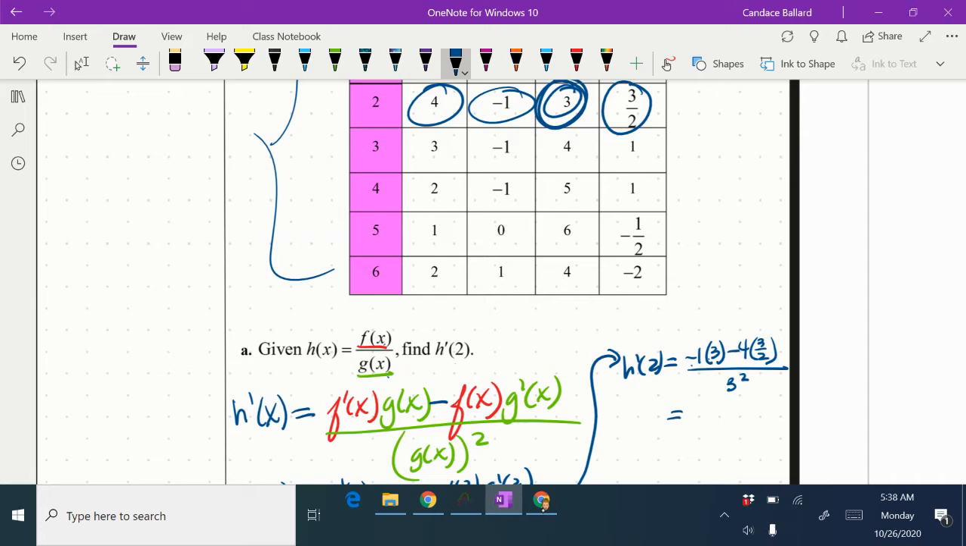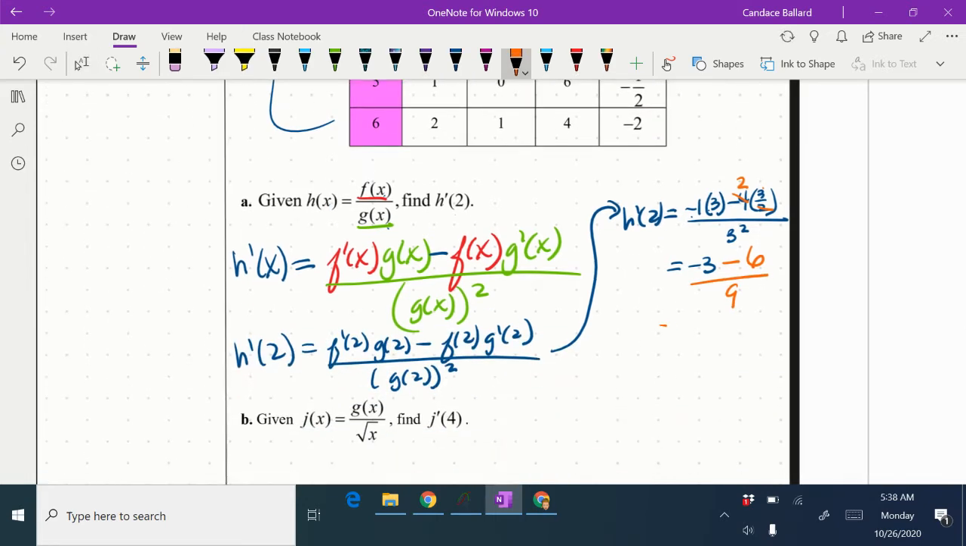So -1 times 3 is -3. This 2 is going to go into 4 twice. So we get minus, and then it's going to be 2 times 3, which is 6, all over 9. So it looks like we get -9 over 9, which would be -1.